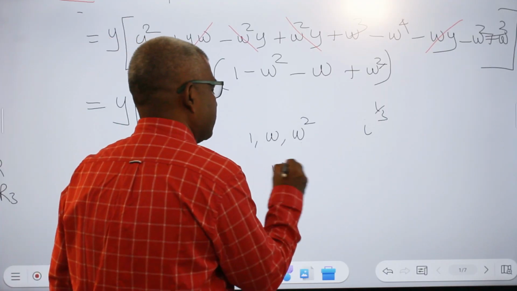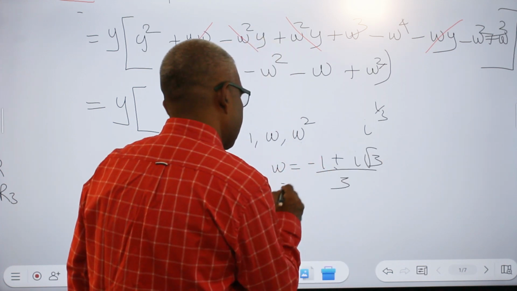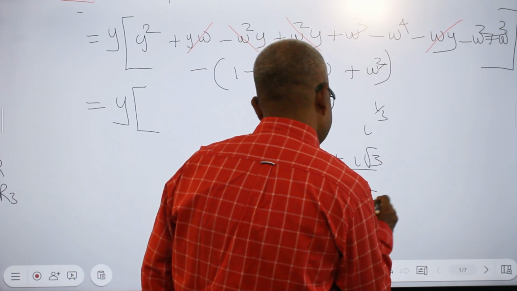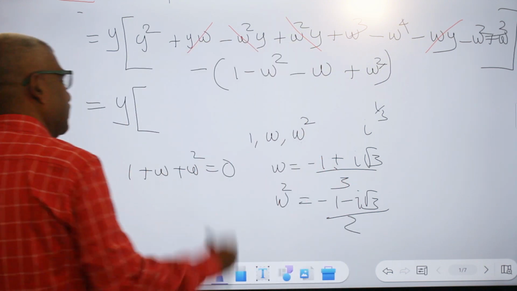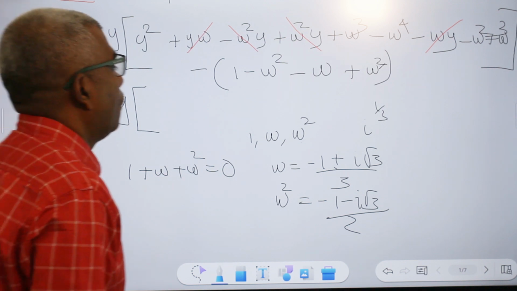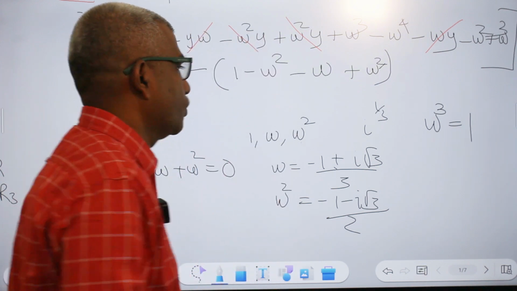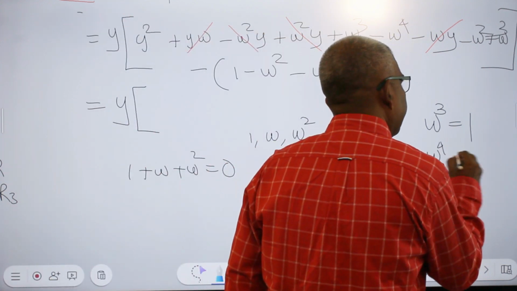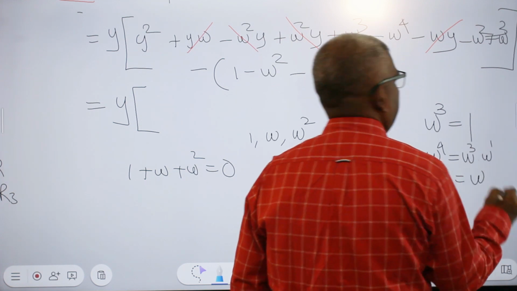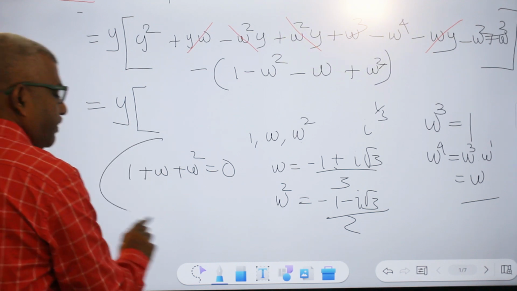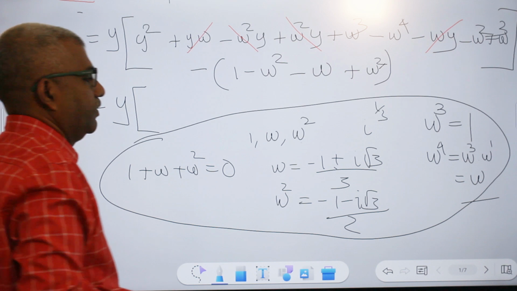And omega, we have already studied, is minus 1 plus i root 3 by 2. Omega squared is minus 1 minus i root 3 by 2. Then 1 plus omega plus omega squared is 0. Third, omega cube is 1. Okay, so omega power 4 is what? It will be omega cube times omega, 1 times omega. So omega power 4 is omega only. These all are the cube roots of unity. You please copy down and understand.